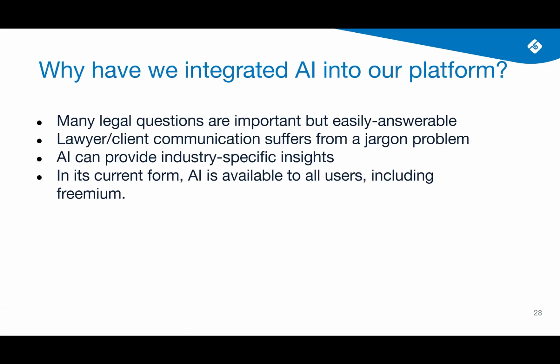We've also found that communication between people like me and people who have less legal knowledge can suffer from a jargon problem, and AI can be quite good at unpacking a lot of this jargon. That's built into the tools, but you can also use Simplify by just highlighting text and it will unpack things for you. AI can also provide industry-specific insights that lawyers may not have at their disposal. And we wanted to provide a way of accessing that information that is available to all of our users.